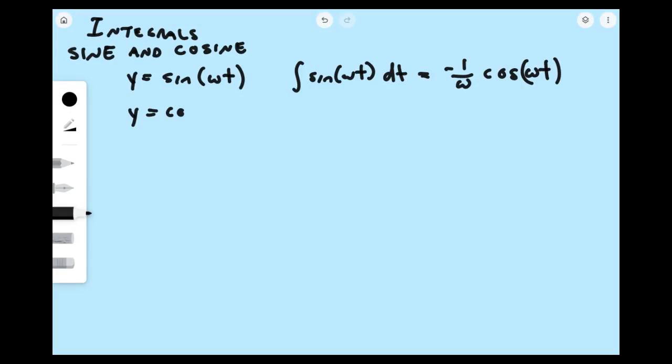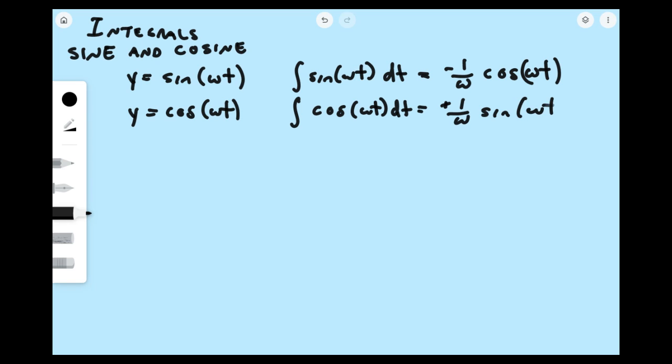For y equals cosine omega t, the integral is positive 1 over omega sine omega t.